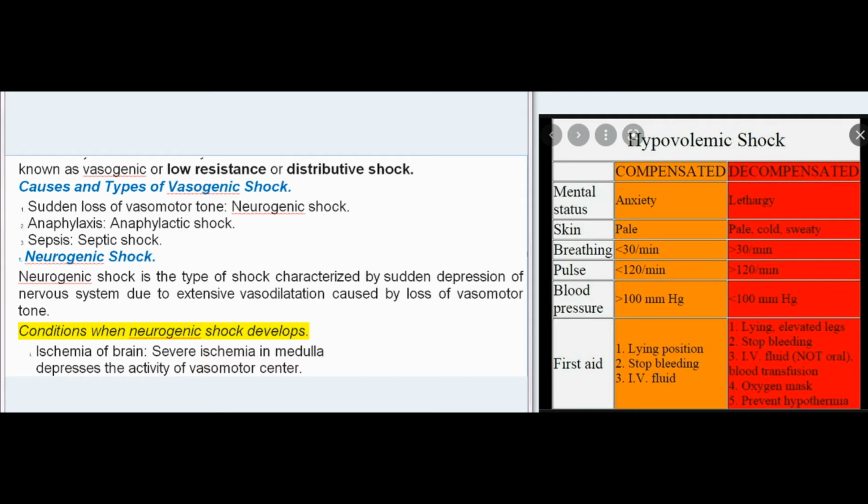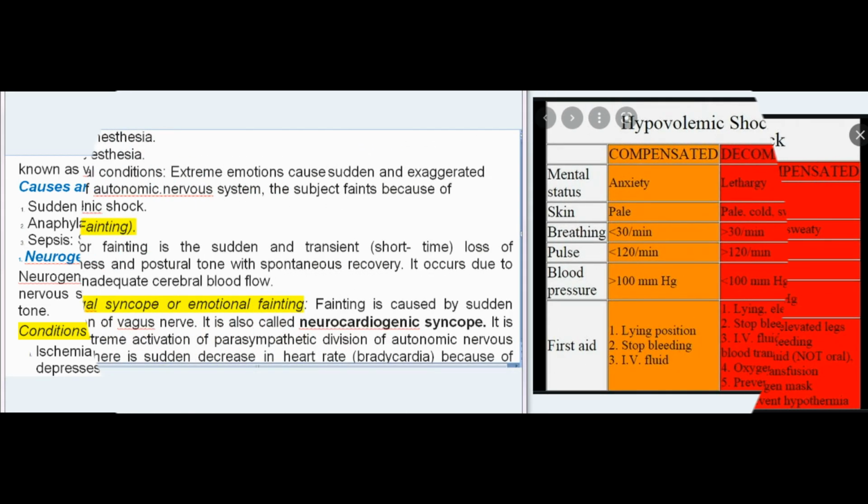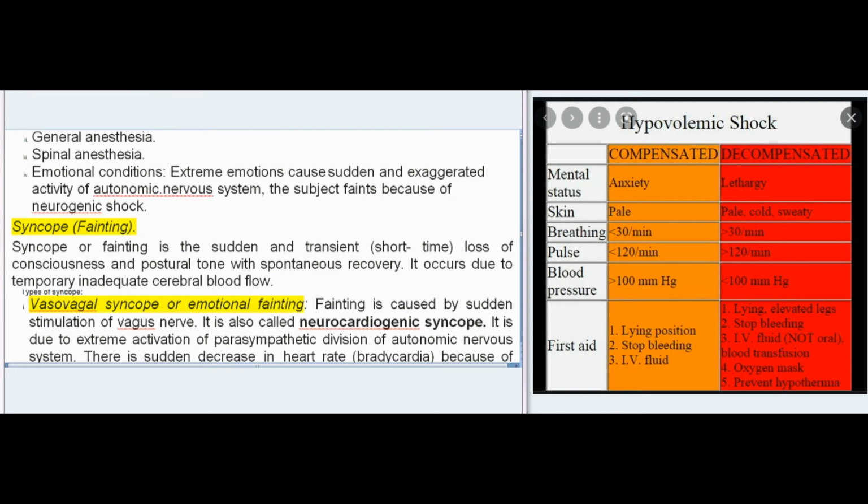Neurogenic shock. Neurogenic shock is the type of shock characterized by sudden depression of nervous system due to extensive vasodilatation caused by loss of vasomotor tone. Conditions when neurogenic shock develops: ischemia of brain. Severe ischemia in medulla depresses the activity of vasomotor center. General anesthesia. Spinal anesthesia. Emotional conditions. Extreme emotions cause sudden and exaggerated activity of autonomic nervous system, the subject faints because of neurogenic shock.